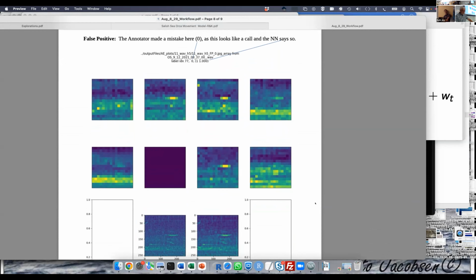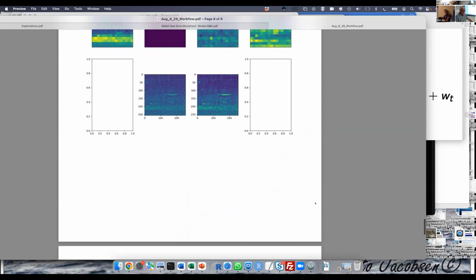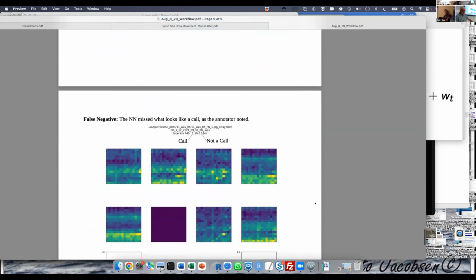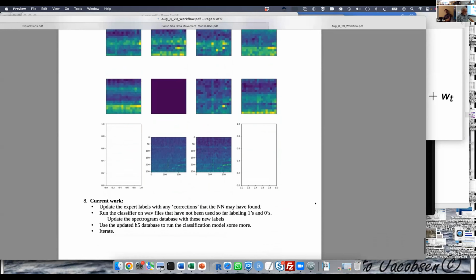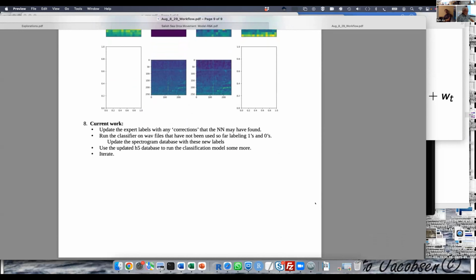I just missed that one going through, but I'm starting to take this algorithm and run it through the wave files that I've used for training and then wave files that we've not used, but there's still more work to be done. Here's one which is a false negative, where the annotator said it was a call, it looks like a call, but the algorithm said, no, it's not a call. So that's one that has to go back into the training loop and be trained, saying, no, that wasn't a good idea.